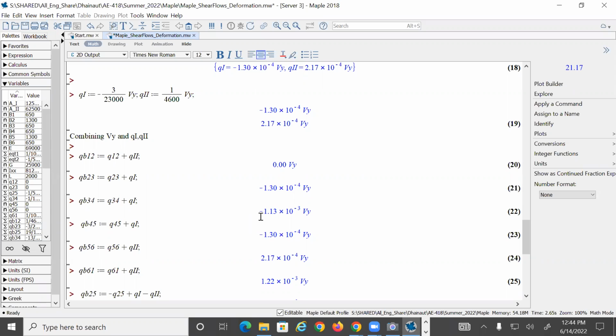QB61, so it should be Q61 plus Q2, and this gives what? 1.22 10 to the minus 3 dy.